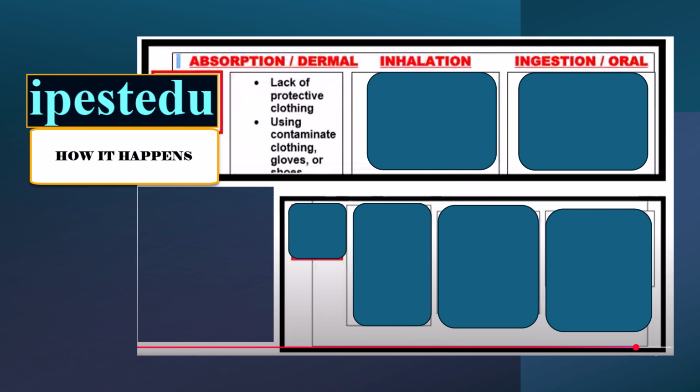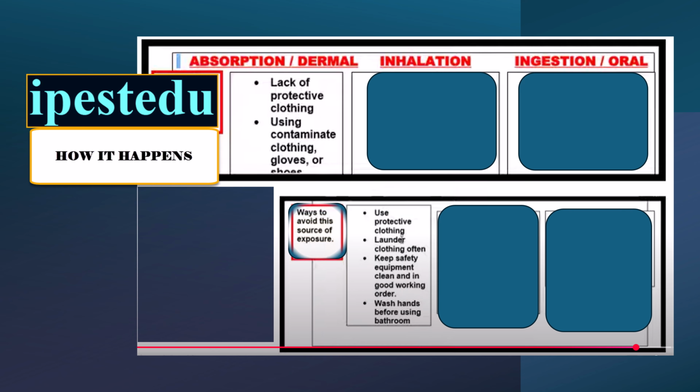Some of the common ways you may be exposed through absorption, dermal, are a lack of protective clothing, or using contaminated clothing, such as pants, gloves, or shoes that have been exposed to chemicals and not cleaned properly. So, here are some ways to avoid this type of exposure. Always use protective clothing. After use, always wash the clothing, gloves, and clean the shoes. Keep all your safety equipment clean and in good working order. Wash your hands before using the bathroom as well as after.